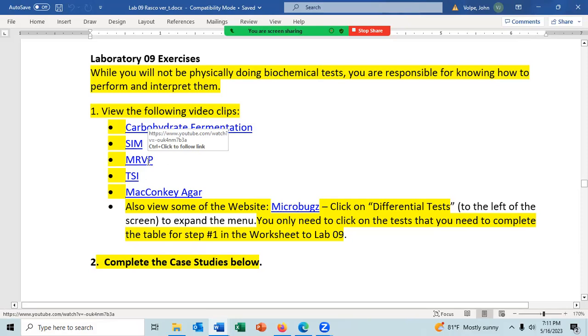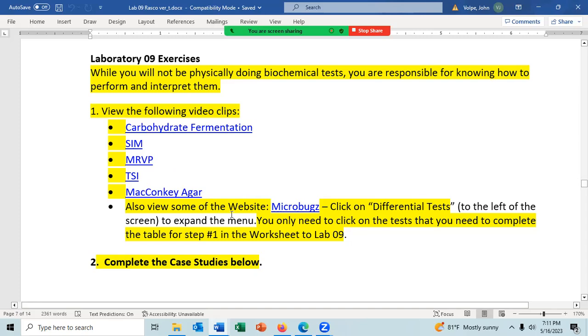which are usually started together in one tube, and then we split that into two tubes, and we run the MR test in one tube and the VP test on the other tube. And then we have a video on the triple sugar iron, or the TSI test, and a video on the MacConkey agar test. So watch these videos.